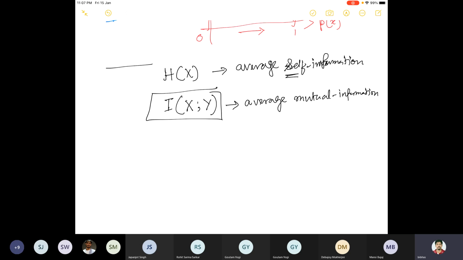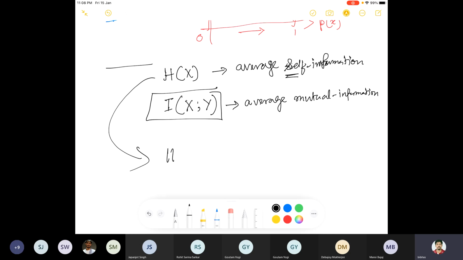I just wanted to say that, last day, let us say the question is, suppose you want to relate this. So let's say this H(X). Now H(X) can also be considered as the mutual information between X and X. Is it true? Can I write H(X) is equal to I(X;X)? Can I write it? Yes, sir, we can write.